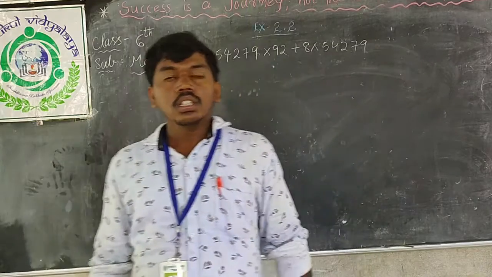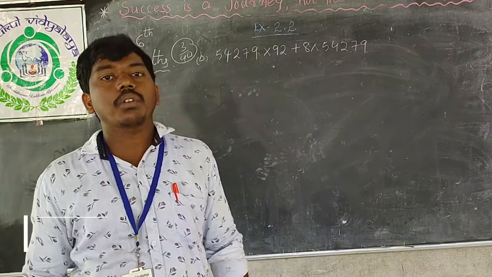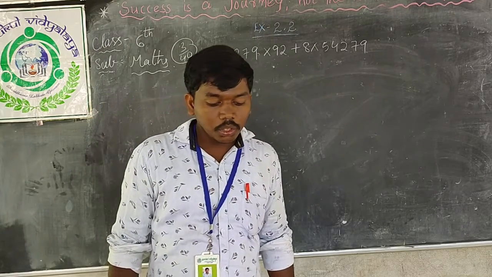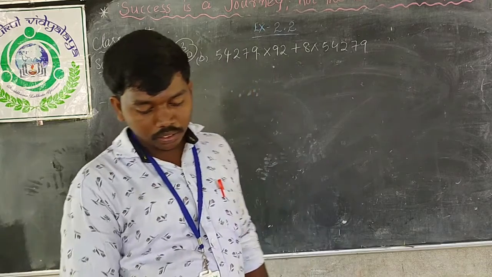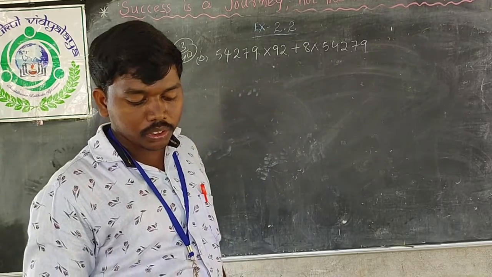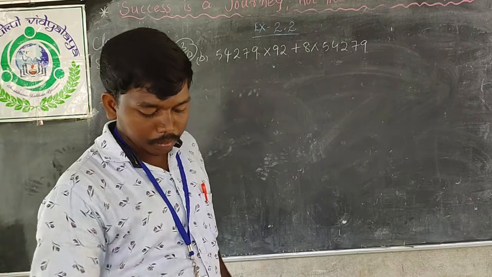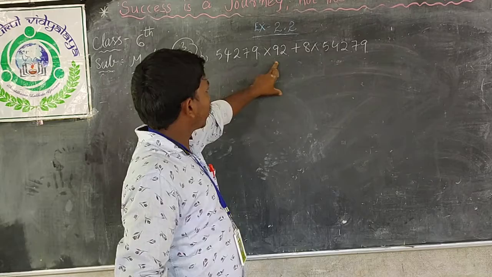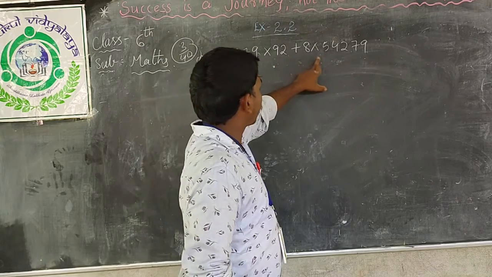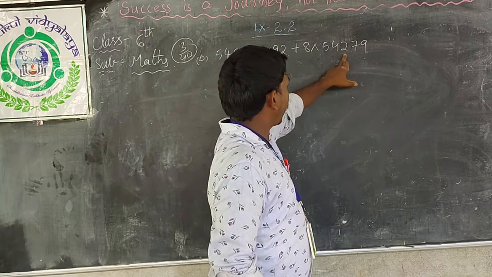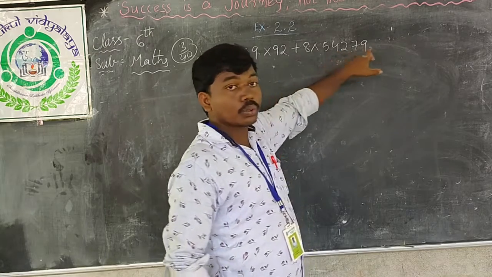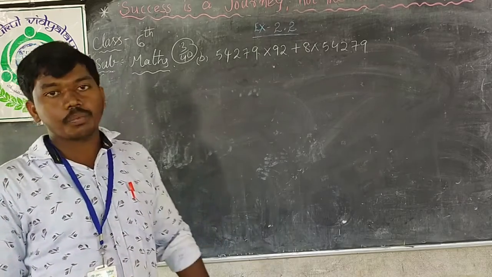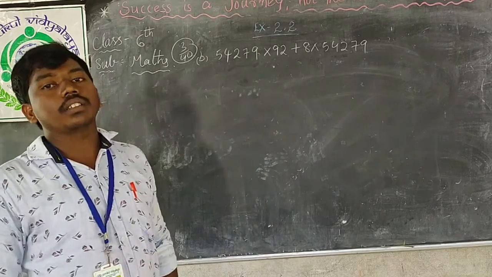Good morning, children. Today we are going to learn again some sums in exercise 2.2 continuation. Third question, part B, page number 40: find the value of 54,279 into 92 plus 8 into 54,279. Already I explained like this one, that is distributive law.